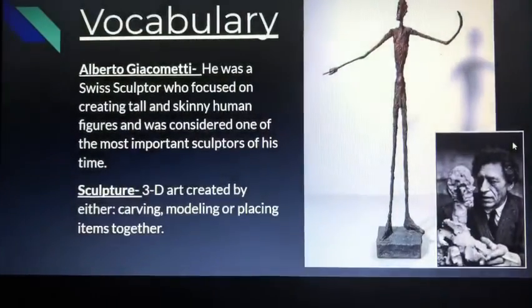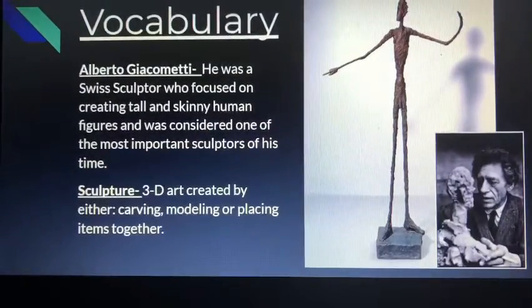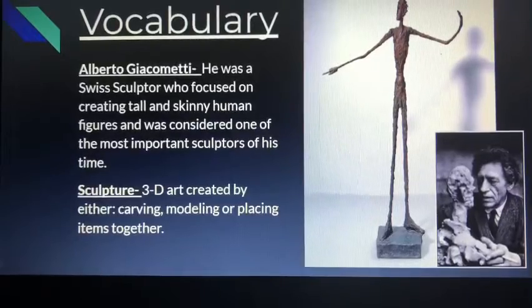Alright, so vocabulary that we need to know. We're going to be discussing an artist named Alberto Giacometti. He was a Swiss sculptor who focused on creating tall and skinny human figures and was considered one of the most important sculptors of his time.